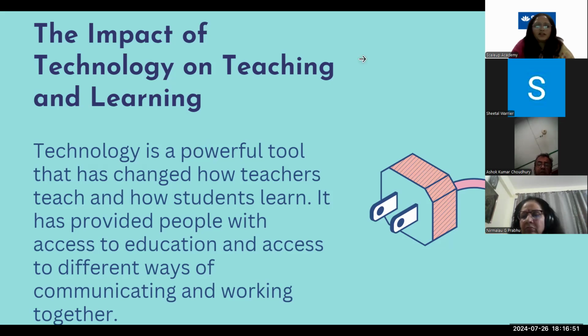Yes, we all know technology is a very powerful tool that has changed how teachers teach and how students learn. It has provided people with access to education and access to different ways through which they can get the benefit, how they can communicate easily, how they can use technology at their own ease. They are connected 24 into 7 to each other rather than physically. They are more connected through the technology.